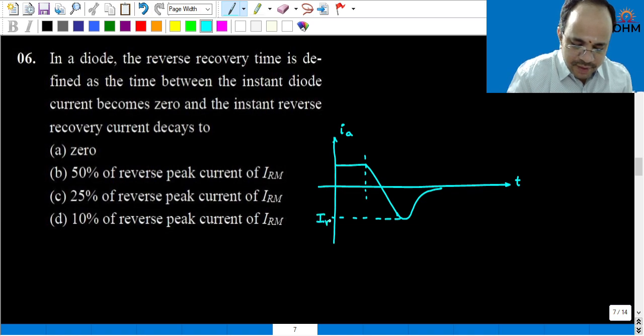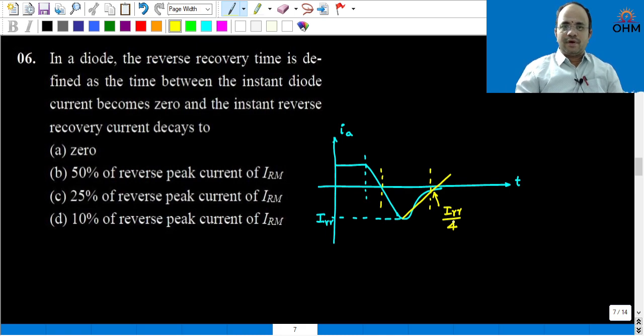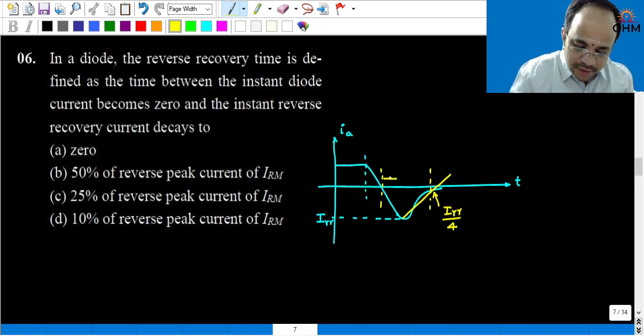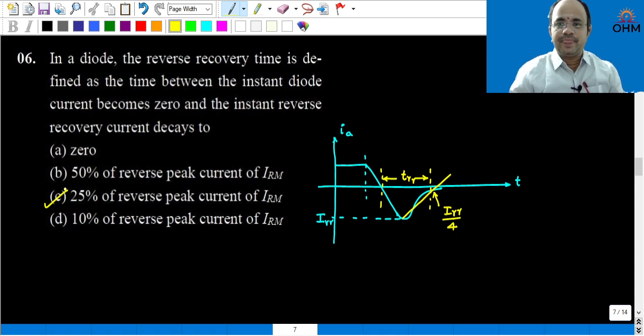This is the reverse recovery current, generally IRR, but in this question it is given as IRM. This is the time measured from the instant where the anode current is 0 to the instant where the anode current becomes IRR divided by 4, or 25% of IRR. Therefore, this is TR or TRR. Reverse recovery time is defined as the time between the instant when the diode current becomes 0 and the instant the reverse recovery current decays to 25% of IRM. So option C is the correct answer.